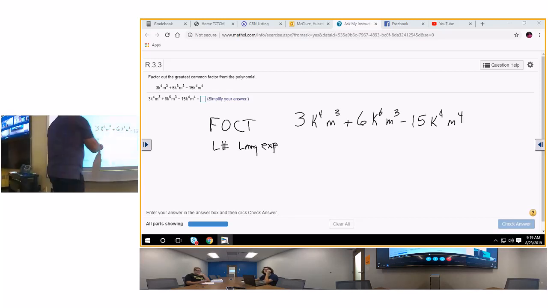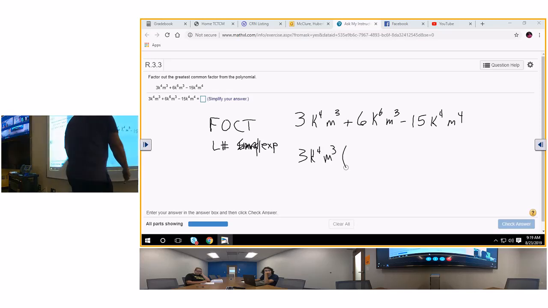What will go into 3, 6, and 15? 3. What will go in k to the 4th, k to the 6th, and k to the 4th? I mean the smallest, sorry. Smallest. Okay? K to the what? 4th. And what will go in m to the 3rd, m to the 3rd, m to the 4th?